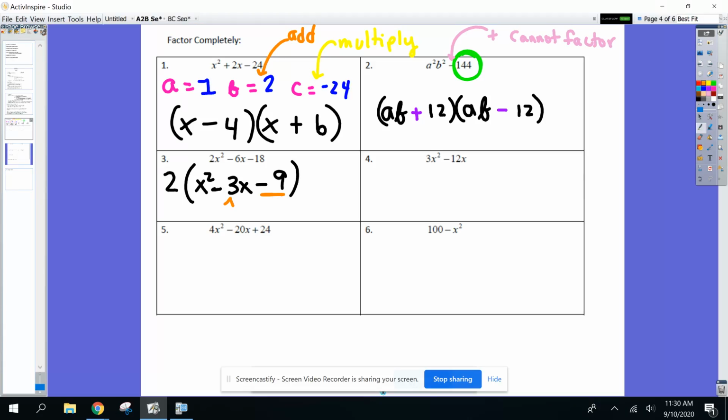Piece of advice. Listen up. Always look for a GCF first. Okay? Always look for a GCF first. Best piece of factoring advice I'll ever give you. Look for a GCF first.